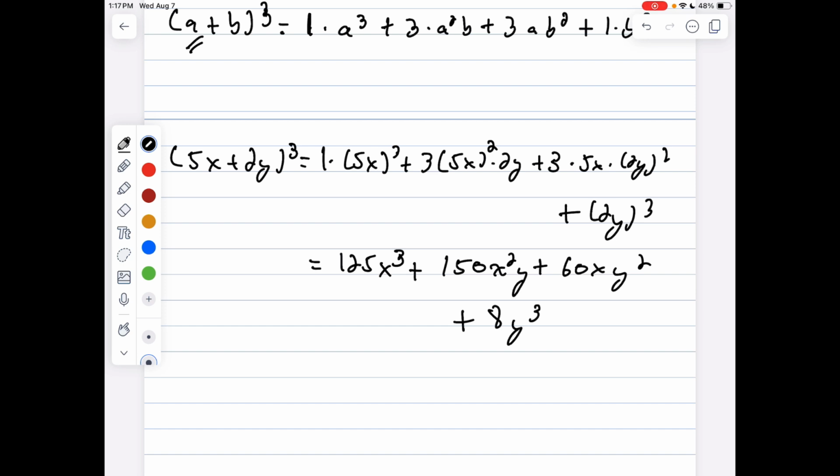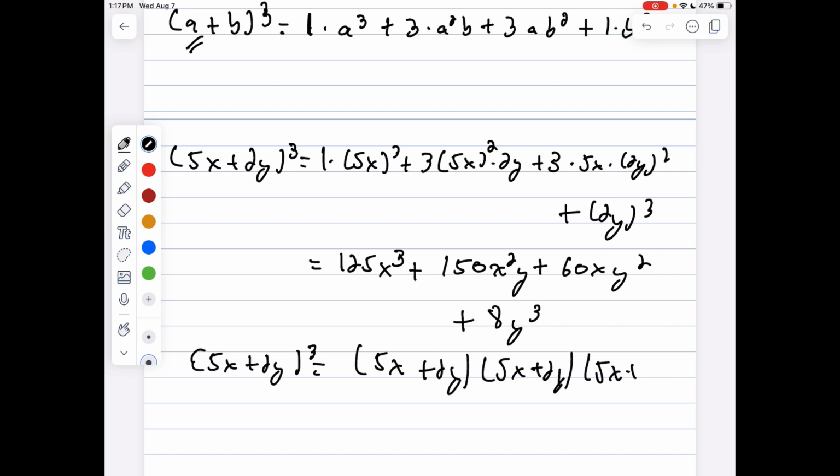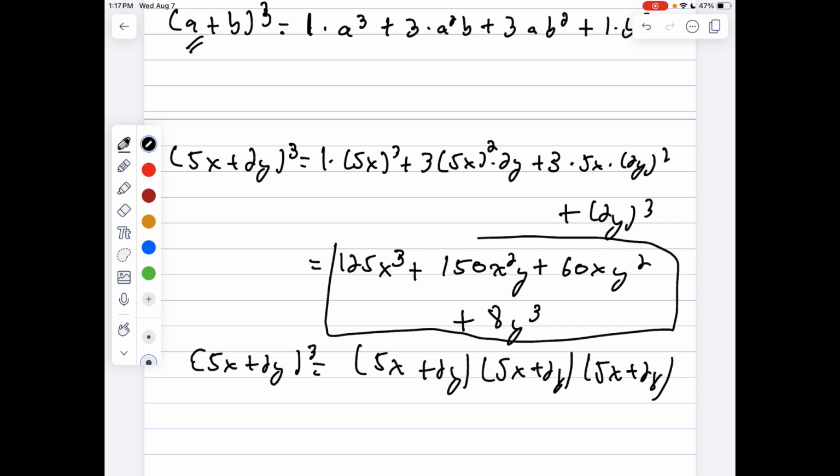This is obviously useful because if you didn't have this, you would have to expand 5x plus 2y to the third by multiplying it out, like this: 5x plus 2y, 5x plus 2y, 5x plus 2y. You'd have to basically multiply this out. It's a little too much in my opinion. So I'd rather use a shortcut, which is what we just did. That is binomial expansion using Pascal's triangle.